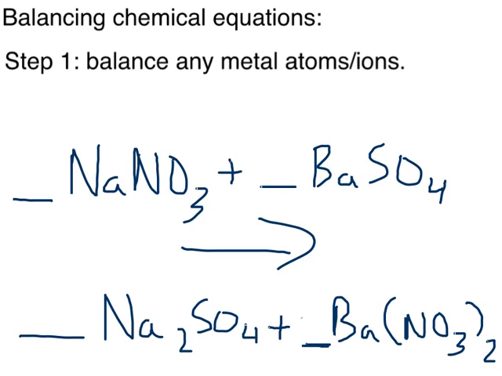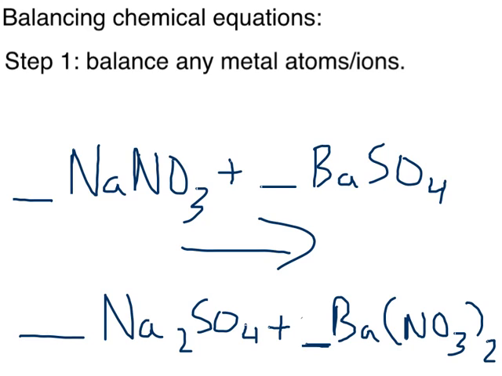So step one to balancing our simple equations is to balance any metal atoms or ions. So before you balance anything else, you balance the metal ones. That's step one. Now, what the heck do I mean by metal atoms? Well, on your periodic table, you folks should probably recall that there's a step ladder. The step ladder separates the metals on the left-hand side from the non-metals on the right-hand side. So you're going to look for any metal atoms or ions first.